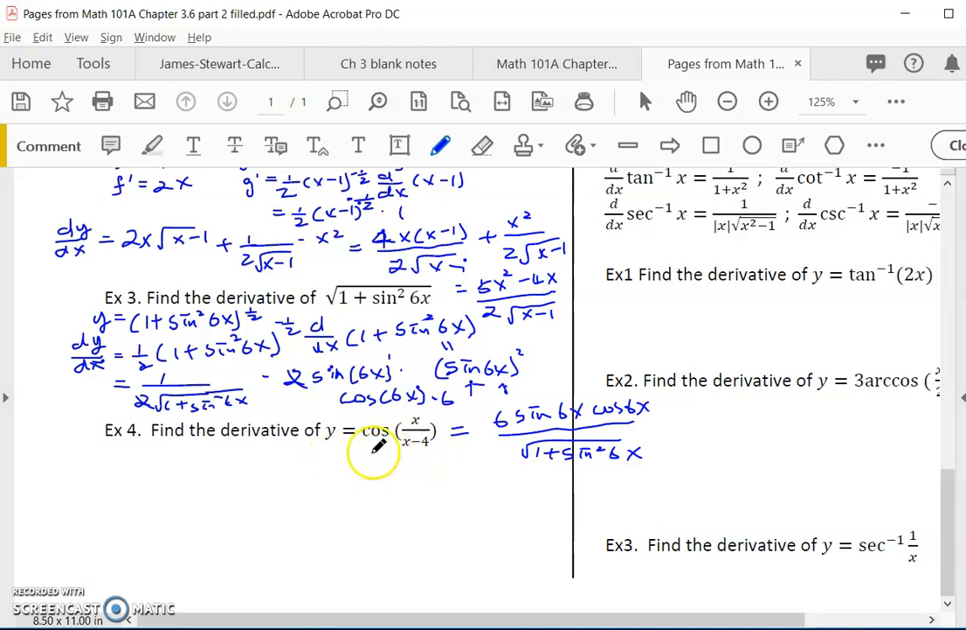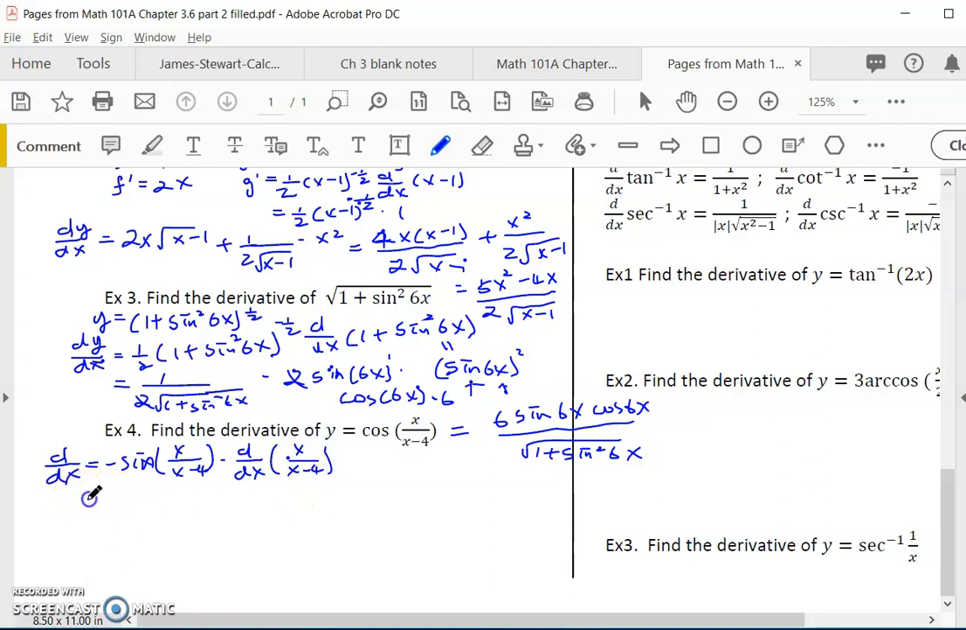It's very long. So find the derivative of cosine of x over x minus 4. Of course, the outside is a cosine, the inside is x over x minus 4, right? So dy/dx would be, if you have cosine of something, the derivative is negative sine of the same thing. Negative sine of x over x minus 4 times the derivative of x over x minus 4.